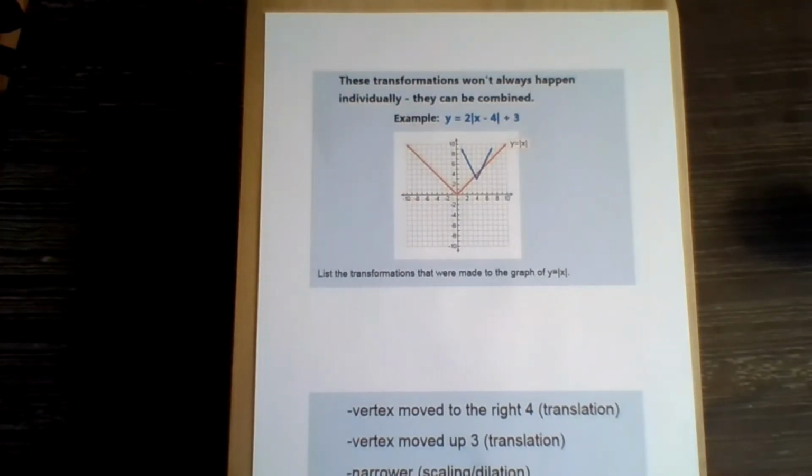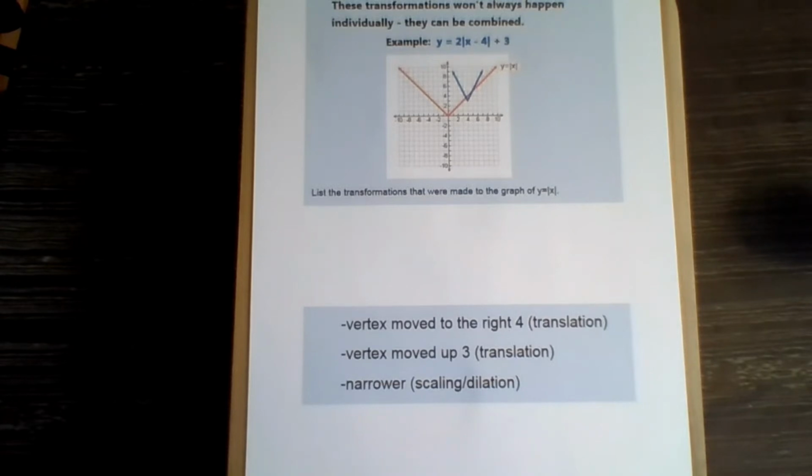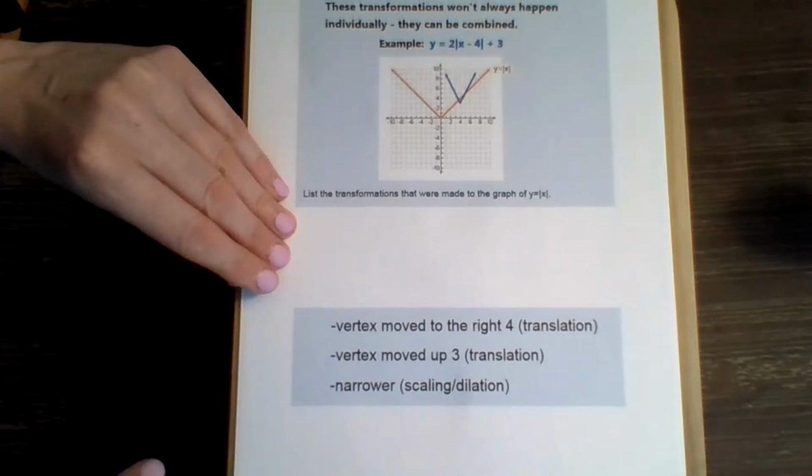Okay, so in this example, the vertex was moved to the right 4. That's what we call a translation. It was slid over. The vertex was moved up. Again, that's what we call a translation. It was slid up. And it became narrower. The slope became a little bit steeper, so that's what we call a dilation or scaling. Okay, let's look at another example.